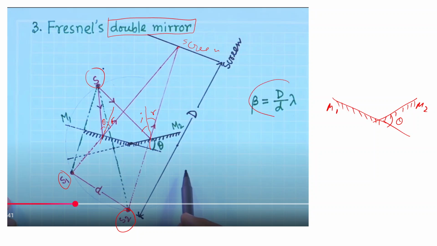The fringe width formula remains the same: the distance between the screen and these two virtual sources, divided by small d, the distance between the two sources, times the wavelength of light, which is the same because we are using coherent sources. So this was another way.